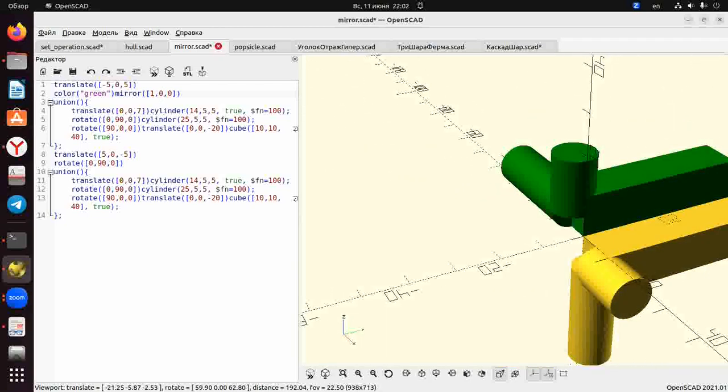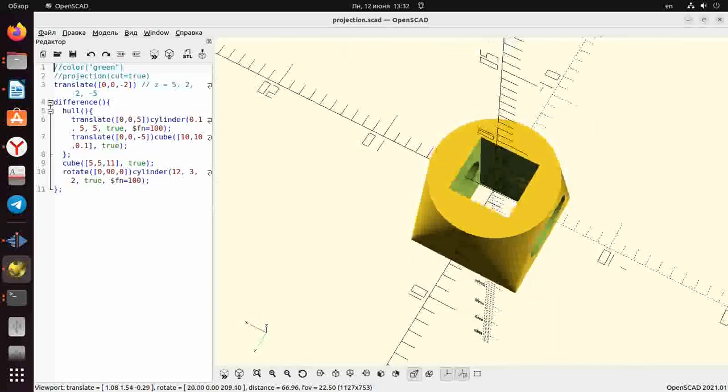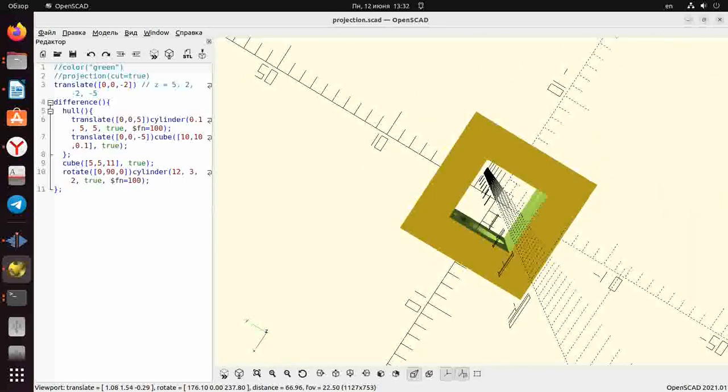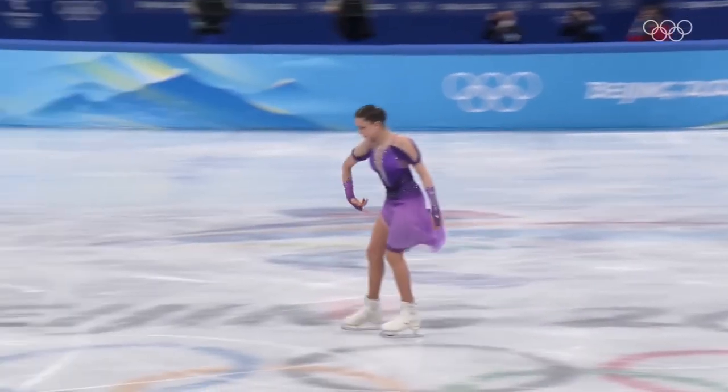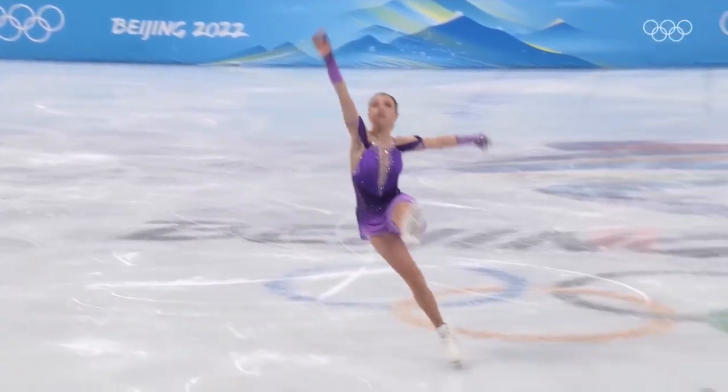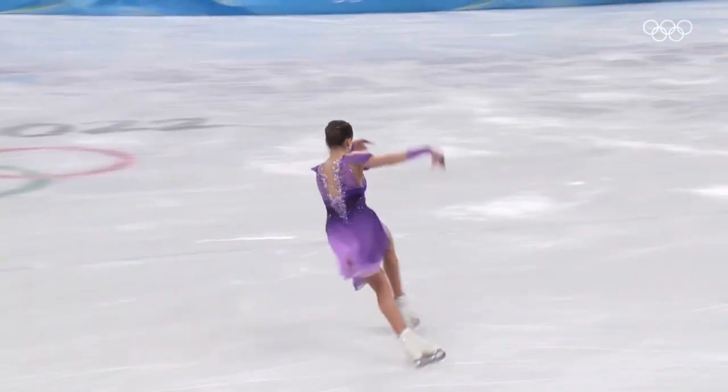Let's talk about continuous functions and relations that work in topology. Topology is the science of geometric objects that modify these objects in the most arbitrary way, but nothing breaks, and all transformations are reversible. Here you see the Russian figure skater Kamila Valieva. She is plastic. She performs a beautiful smooth dance.